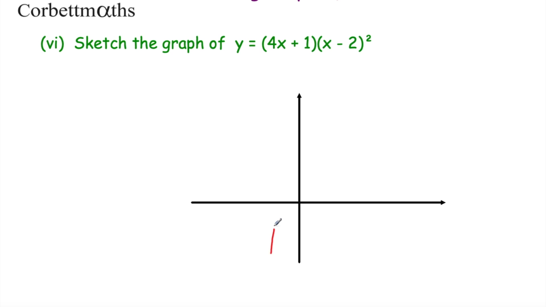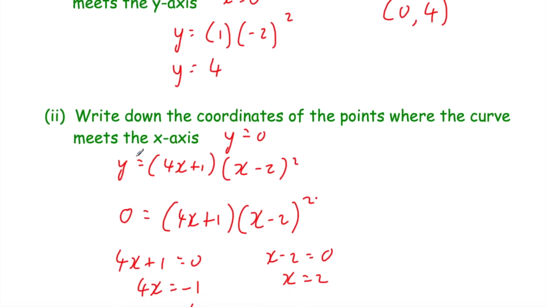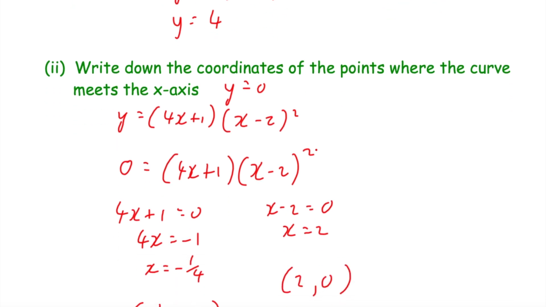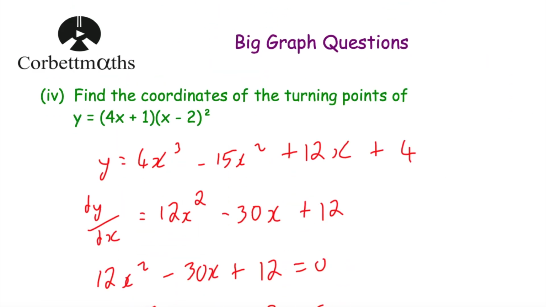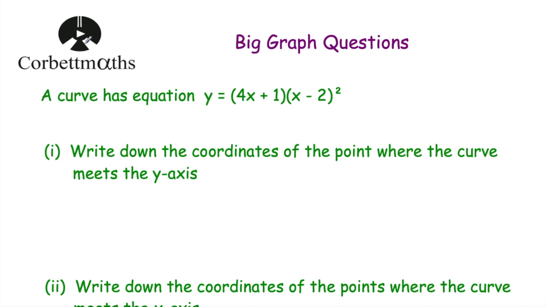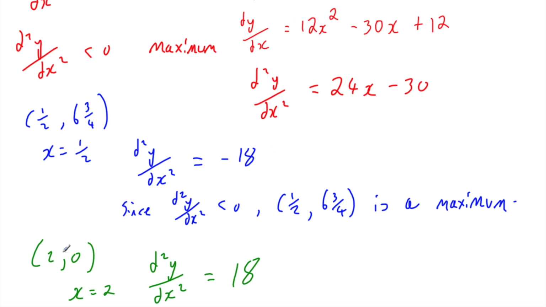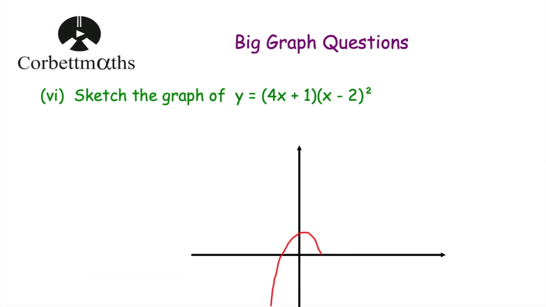So it's going to go up. It's going to cross at -1/4. It's going to cross here at (0, 4). It's going to come down. Now we know there's a minimum point at the point (2, 0). So where it meets the x-axis, this repeated root here, this was (2, 0), but we also found that (2, 0) was a turning point. We found that out in our last part, that (2, 0) was a minimum point. So whenever we're sketching the (2, 0) part, it's going to touch and come back up again. And that's our little sketch.